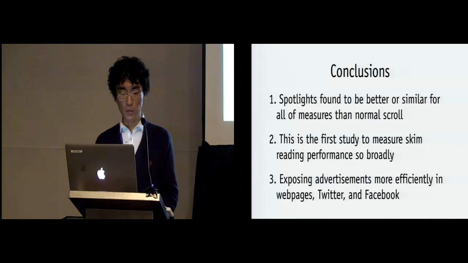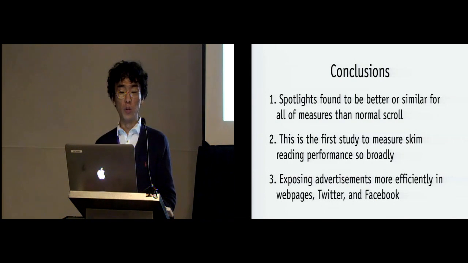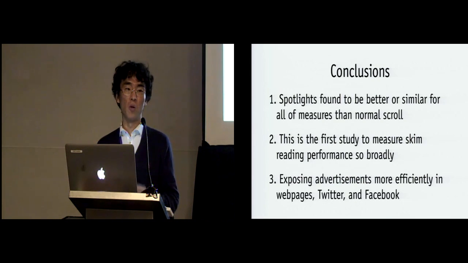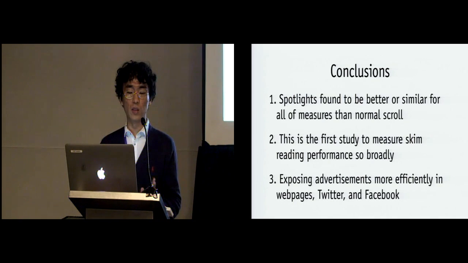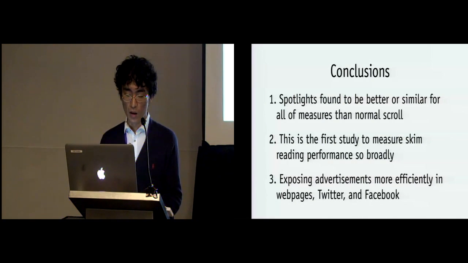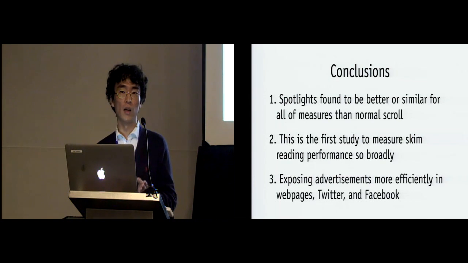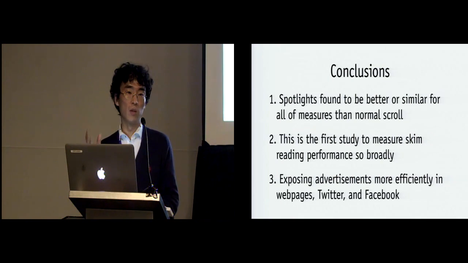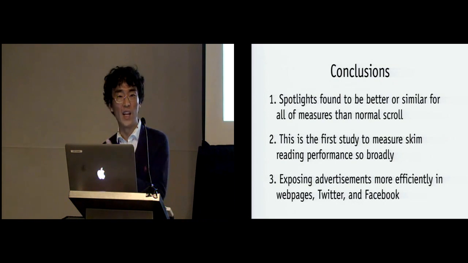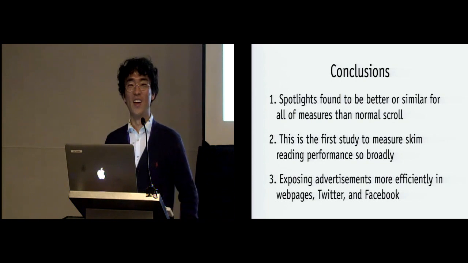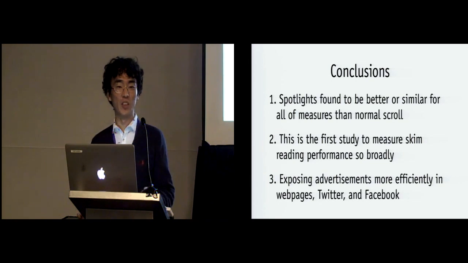So, conclusion: spotlights is good for every measure or similar to the conventional scroll technique. And this is the first study to measure skim reading performance so broadly. And I think this can be used in different applications, like when Facebook or Twitter want to expose more advertisements, but when you scroll fast, actually you don't get any advertisement, so it can also be used in that kind of bad application. Thanks. Any questions?